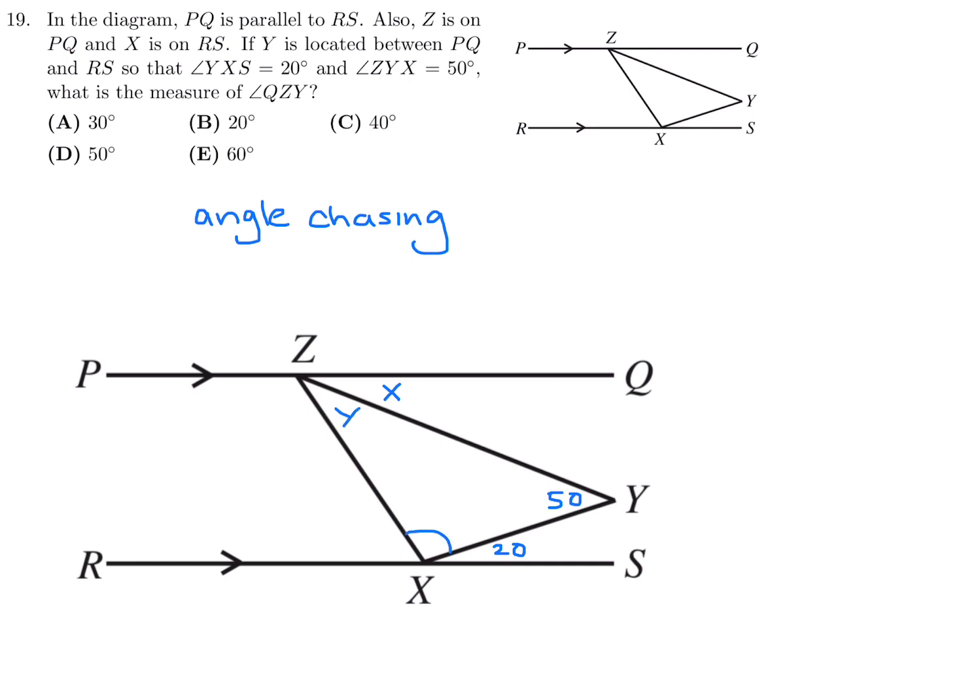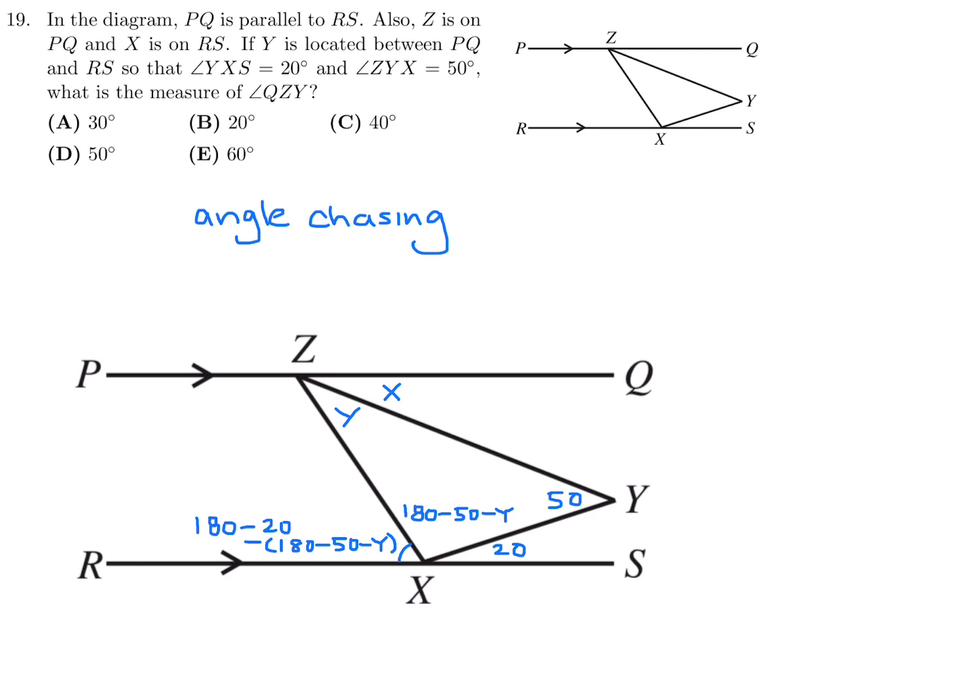And therefore this angle is going to be 180 minus 50 minus y, because the sum of the angles of a triangle add up to 180. And therefore this angle in here, since all the angles about a line add up to 180, is going to be 180 minus that 20 minus that 180 minus 50 minus y, like that.